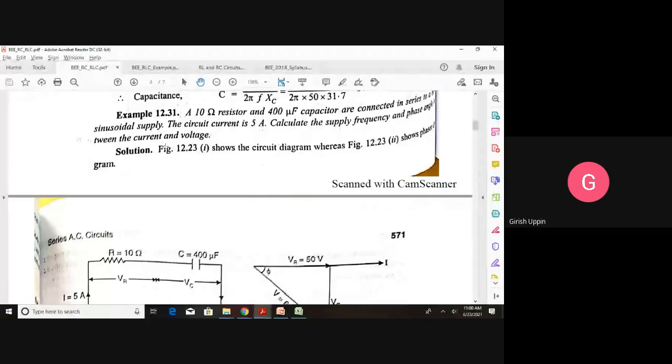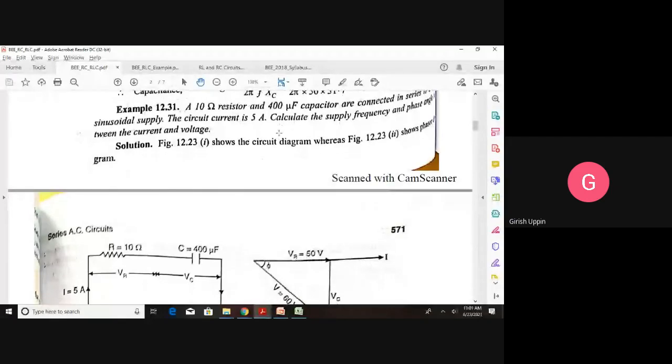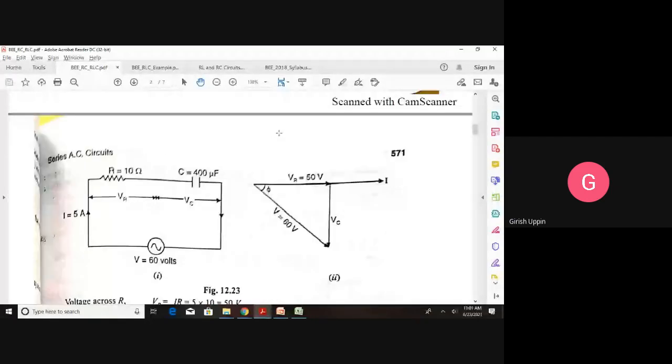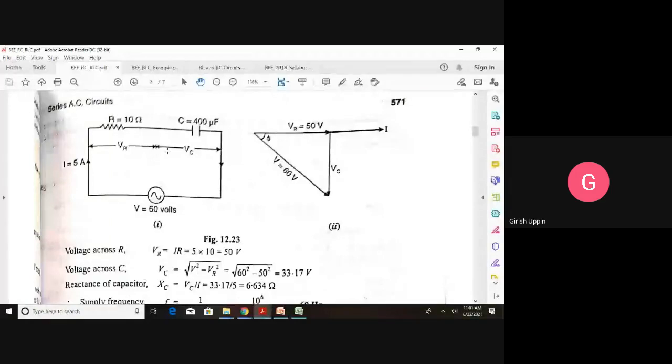So this is the problem that is given. We have a 10 ohm resistor, C is equal to 400 into 10 raised to minus 6 farad. First thing you calculate is Xc. And what else is given? It is connected to a sinusoidal voltage supply, and the resulting current capital I is given as 5 amperes. So these are the given values. Draw the circuit diagram and write all the given values.